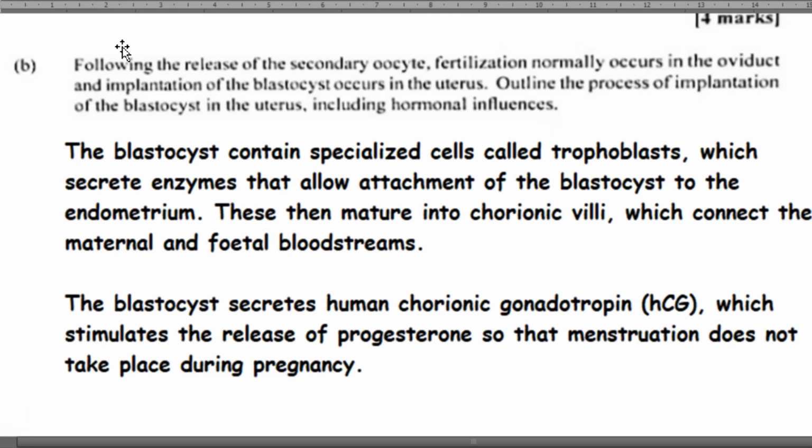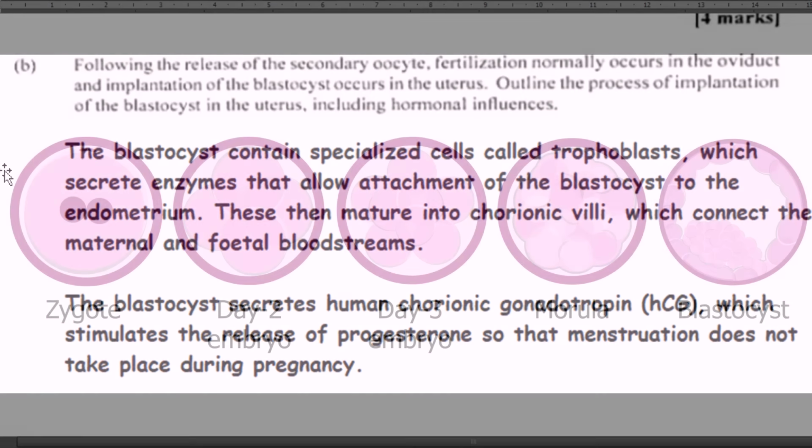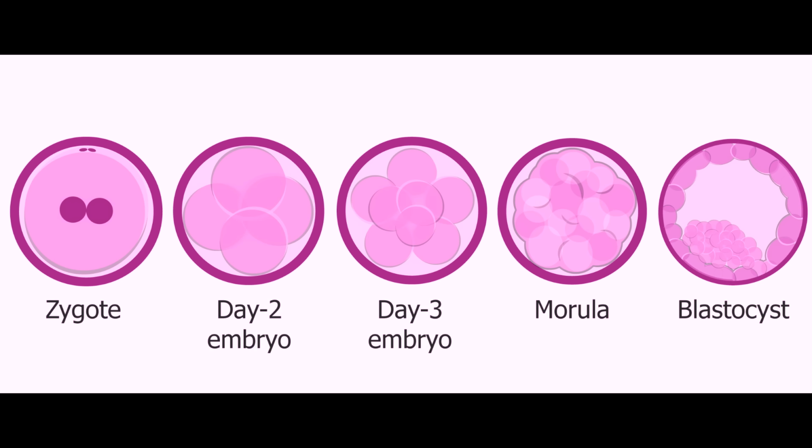B. There's a 4-mark question. Following the release of the secondary oocyte, fertilization normally occurs in the oviduct and implantation of the blastocyst occurs in the uterus. Outline the process of implantation of the blastocyst in the uterus, including hormonal influences. The blastocyst is like a ball of cells. So when the sperm cell fuses with the egg cell, it forms a zygote. That zygote now is going to undergo mitosis and keep dividing until it forms a hollow ball of cells called a blastocyst. The blastocyst would then develop into the embryo and then into the fetus later on.